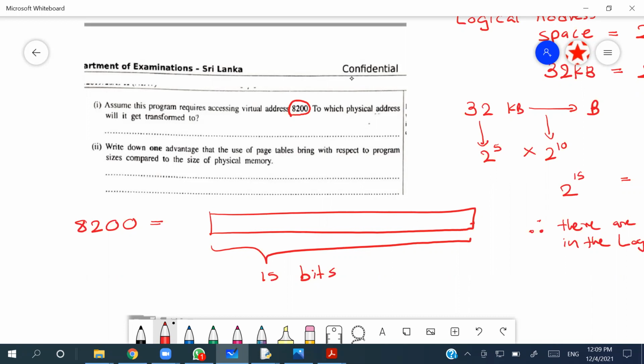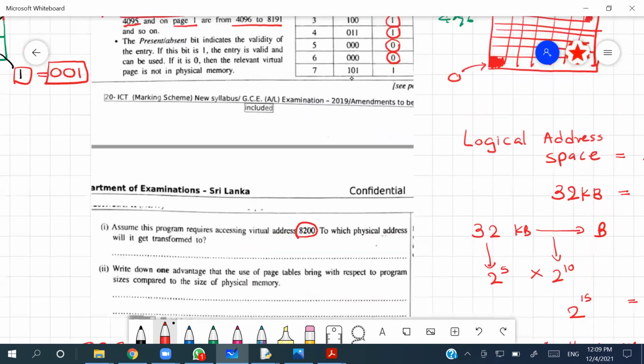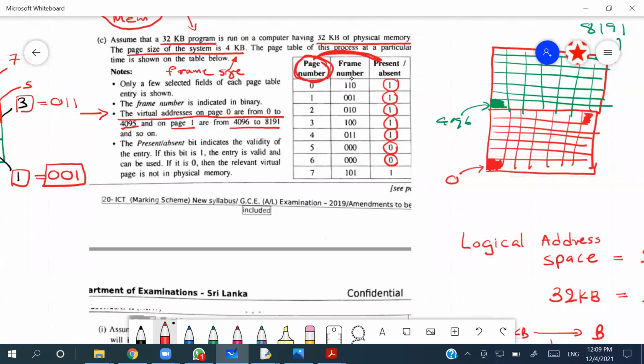Give it a try, people. Now you extract the 8200 and then find me the number of bits which represents the offset. To find that, we can use what? The page size. It is given there, saying 4 kilobytes.